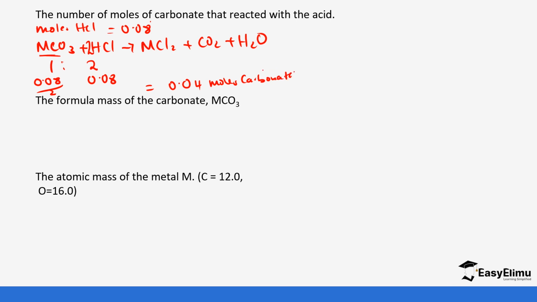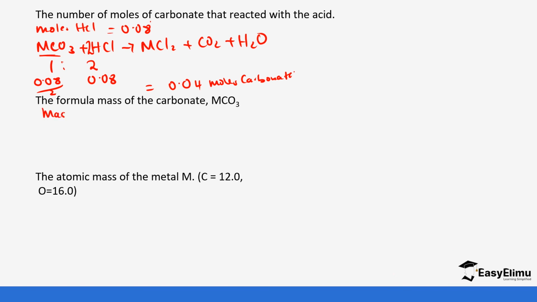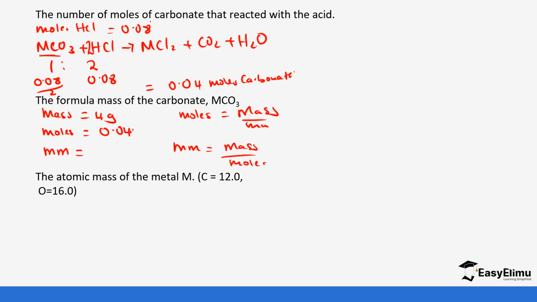And then we go to the next question, the formula mass of the carbonate. So we go back to the question, you are given the mass of the carbonate as 4 grams. So we have the mass, which is 4 grams. We also have the moles now, which is 0.04 moles. So we can get the molecular mass, which is the same as, when you look at moles is equals to mass over molecular mass. This is the same as molecular mass is equals to mass over moles. So our mass is 4 grams over 0.04, which will give us 100.